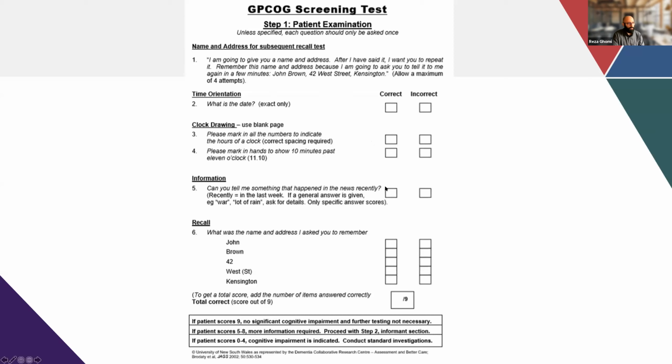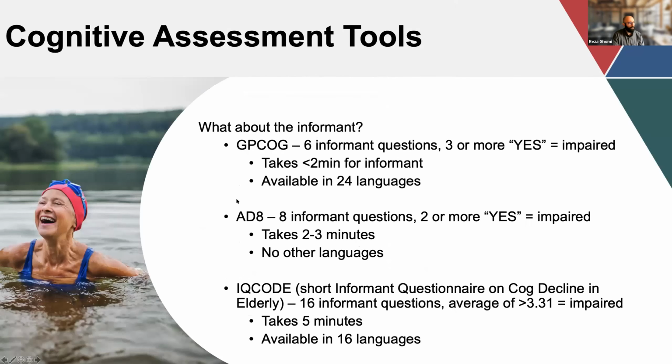Ask about recent news. This is a pretty good one. I do this a lot on the fly, asking them what they're interested in, and then drilling down and actually asking something very relevant from the recent news. And you'll be surprised sometimes with how much trouble that can cause. And then the recall, seeing if they can recall specific information. And then you can tally up the score out of 9.